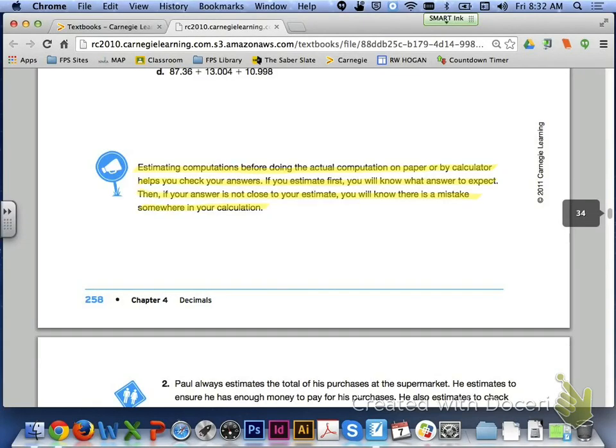Take a look at the bottom of page 258. Very important as far as adding or subtracting decimals. When you are estimating before you add or subtract, if you estimate your computations before doing the actual computation on paper or by calculator, it's going to help you check your answer. If you estimate first, you will know what answer to expect. Then if your answer is not close to your estimate, you will know that there is a mistake somewhere in your calculation. You can go back and look to make corrections.